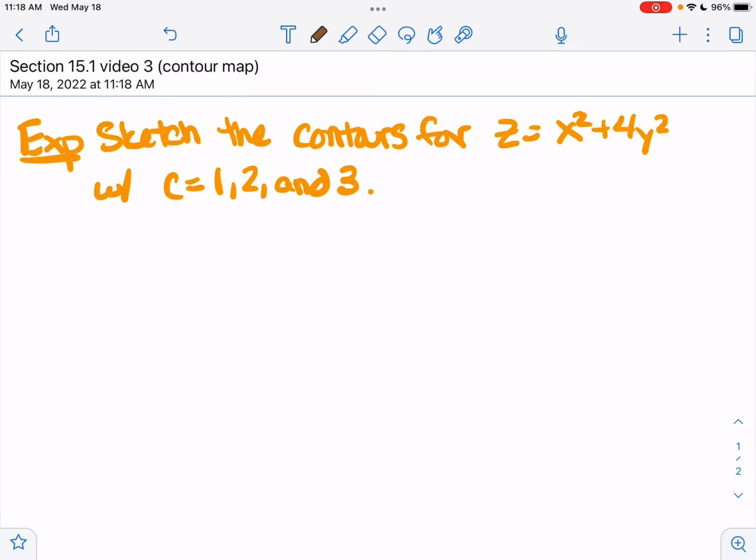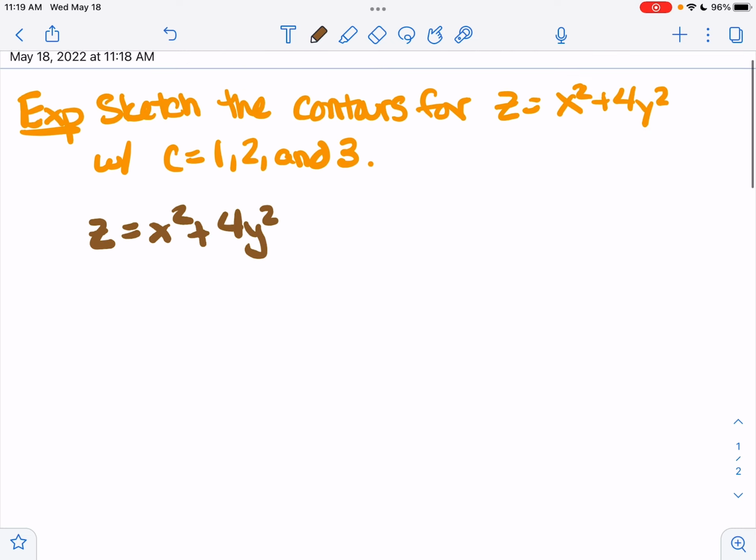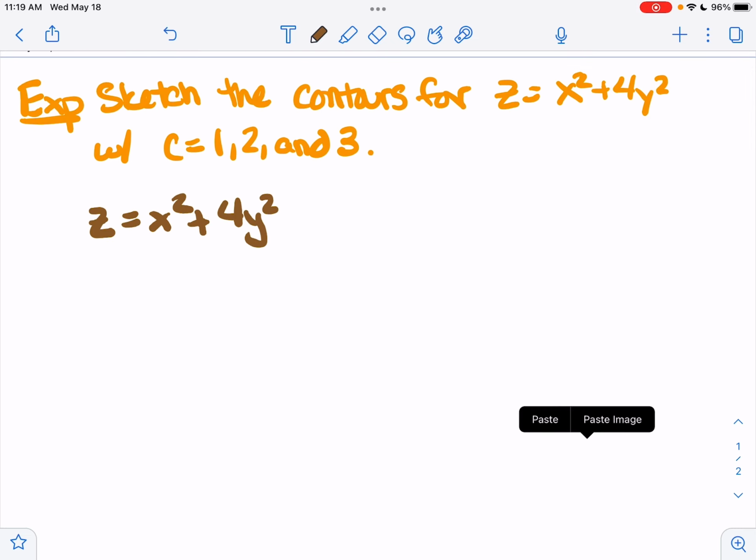Now we're going to make a contour map, and we have our function z equals x squared plus 4y squared. We know that this is a paraboloid opening up from the origin from what we've learned in section 13.6, but let's check out the contours for it. So when we say we want to make contours with c equal 1, 2, and 3, that means we're putting those values in for z.